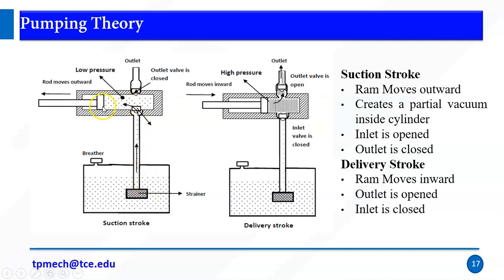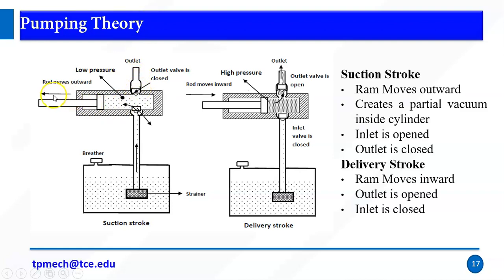So if the cylinder piston ram moves outwards, assume that the cylinder piston moves outward, an initial vacuum is created. The pressure is decreased. So the fluid is pushed into the cylinder. The inlet port is open, and the liquid is pushed into the cylinder. At the same time, the outlet remains closed. Right. So it is closed.